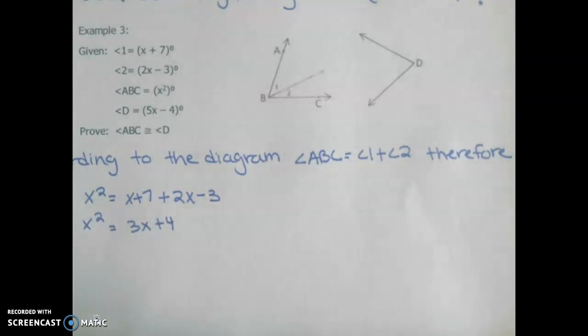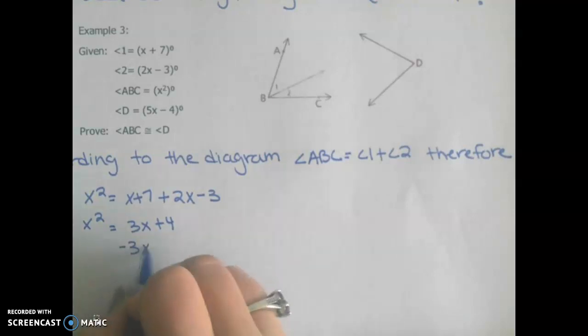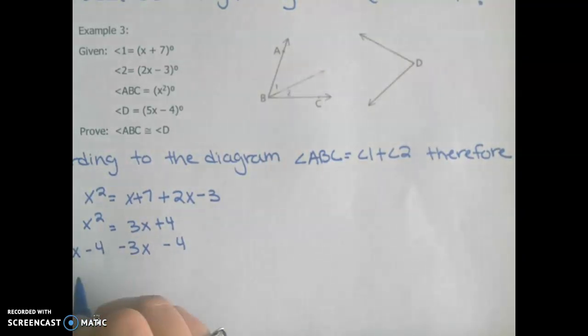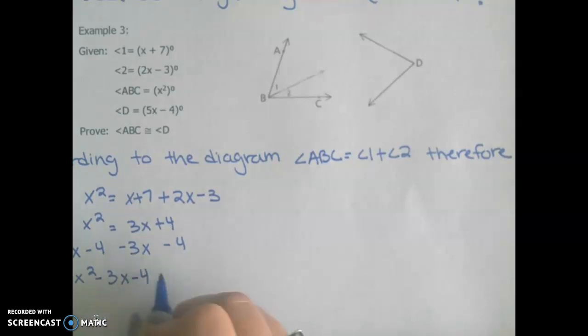And now this is going to end up being a quadratic. So I need to solve this by factoring or the quadratic formula. So I want to get everything on the same side. So I'm going to move over the 3x and the 4. And we get x squared minus 3x minus 4 equals 0. So now I need to factor. So when I factor this with my double parentheses, that gives me x minus 4 and x plus 1.